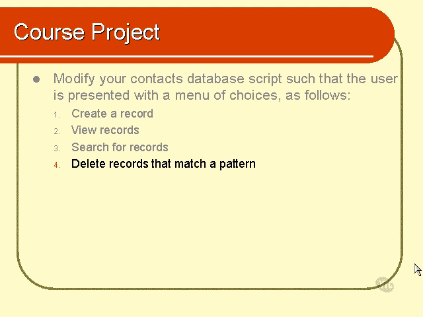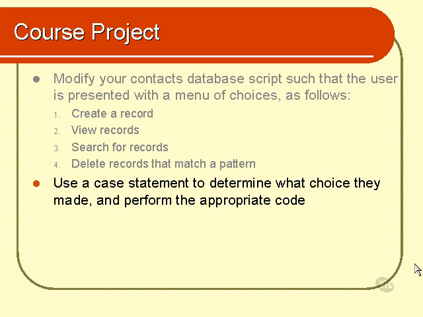4 choices: create a record, view records, search for records, and delete records that match a given pattern. Currently, of course, you'll only be able to implement the first 2 choices. That's okay, we'll just leave the other 2 blank for the moment. We'll fill them in later on in the course.